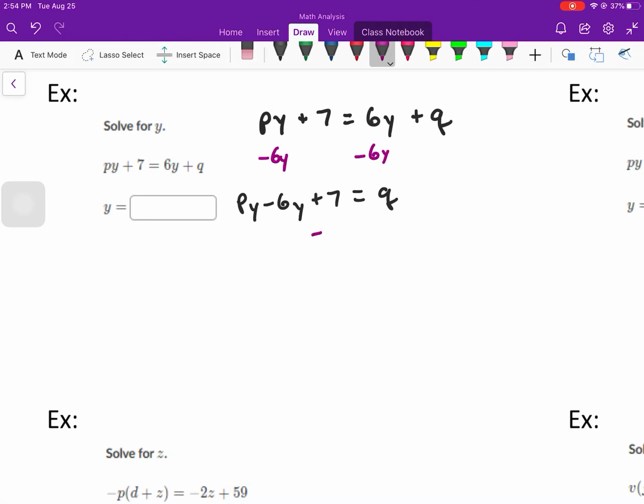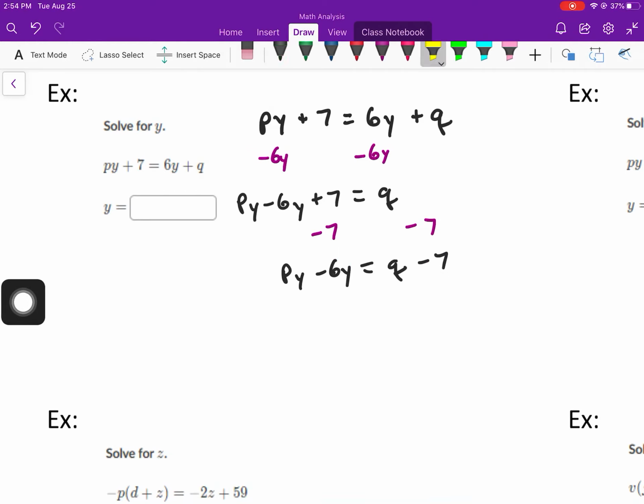Now I'm going to move the 7 over to the other side by subtracting it. It doesn't combine with the q, so what we're going to have is py minus 6y equals q minus 7. Once again, I took the 6y and subtracted it over here, that's why we have minus 6y. And I subtracted the 7 to the other side, and that's why we have minus 7.